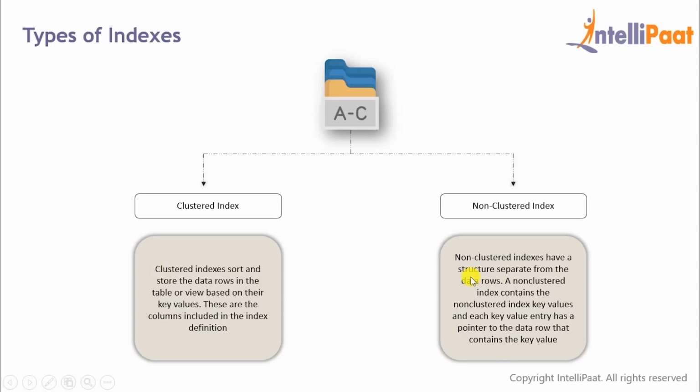But when it comes to a non-clustered index, it doesn't sort the physical data inside the table. In fact, a non-clustered index is stored in one place and table data is stored in another place. And this is actually similar to a textbook, where the book content is located in one place and the index is located in another. And this allows for more than one non-clustered index per table.